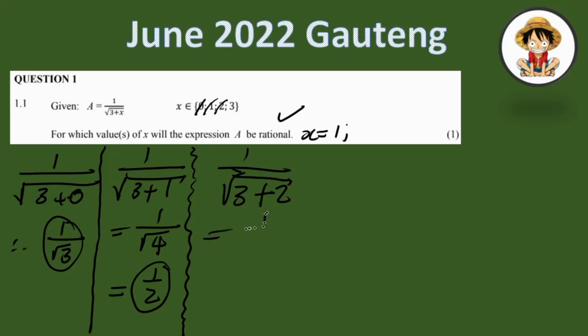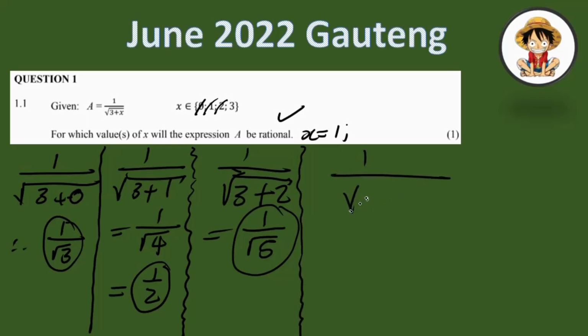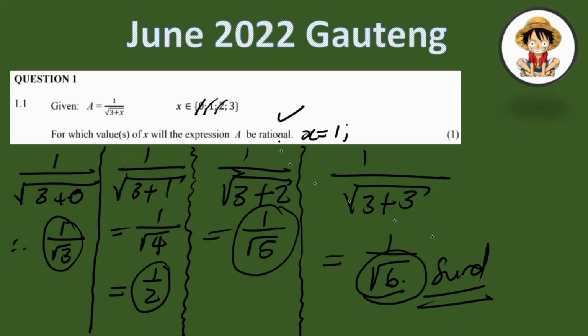Now this is giving me 1 over the root of 5. This is a surd, so this doesn't work. Substitute again. This time I'm substituting the 3. See what I get? I have 1 all over the root of 6. Now the root of 6 is not a perfect square, it's also a surd, so this also doesn't work out. So it means that for me to end up with a rational number, it can only work when my x is equal to 1. Everything else here is irrational, because I end up with a surd.